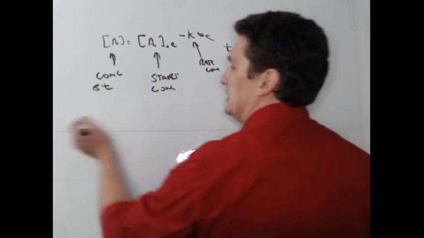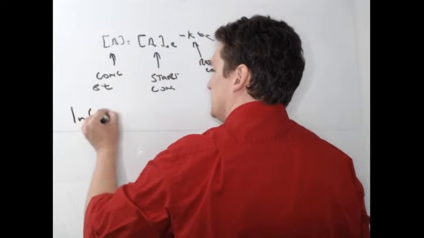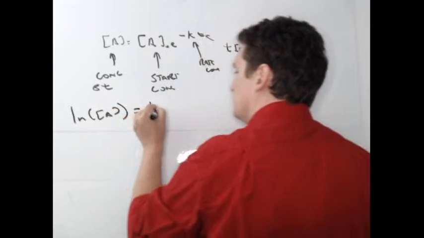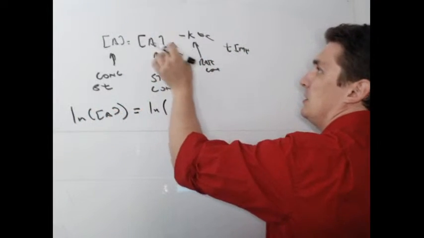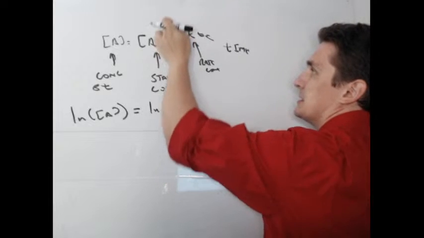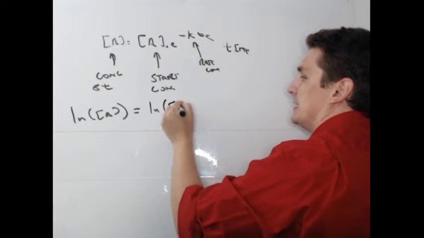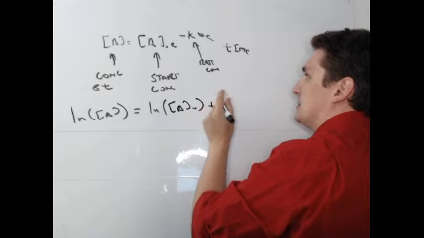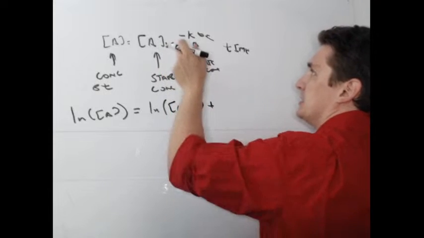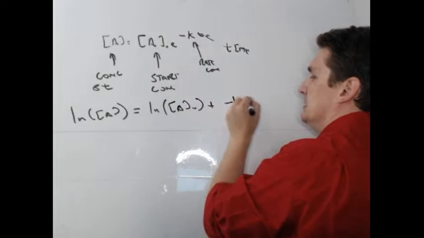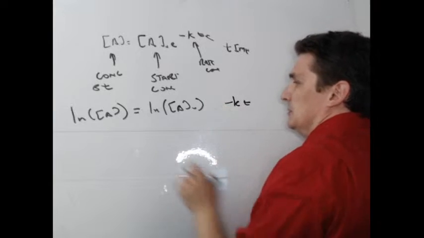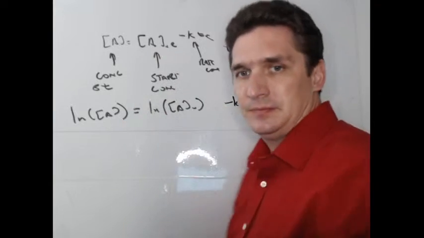So we can linearize this if we take the natural log of both sides. We get the natural log of all this mess. There's a property of natural logs that says that if two things are multiplied together, we can just add their natural logs separately. And the natural log of e raised to any number is just that number. So that's where this equation comes from.